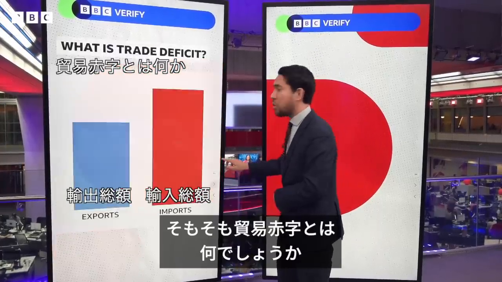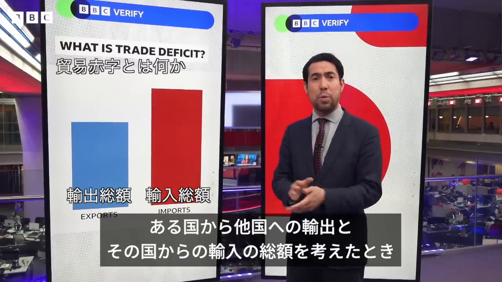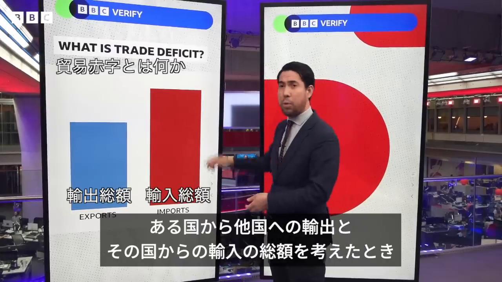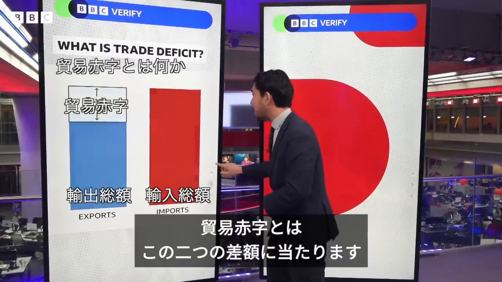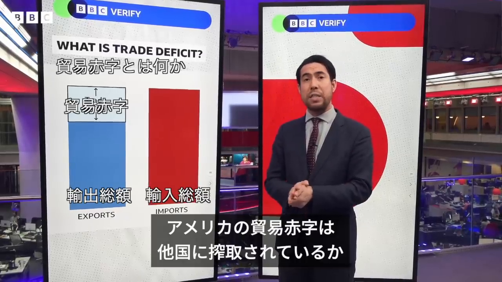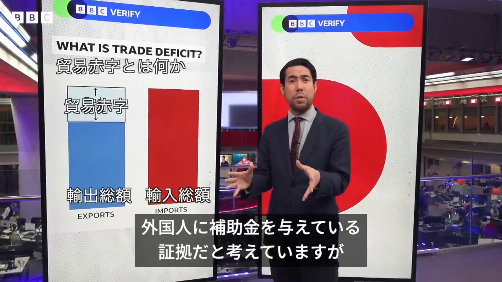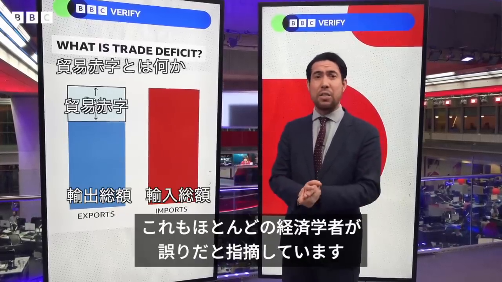But what is a trade deficit? Well, think of the total value of what a country exports to another country and what it imports from it. The trade deficit is the gap between the two. And President Trump thinks America's trade deficits are evidence of the country being ripped off by others or subsidizing foreigners, something most economists say is false.